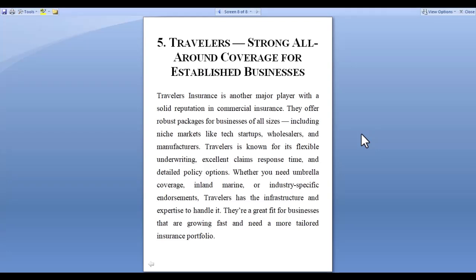Whether you need umbrella coverage, inland marine, or industry-specific endorsements, Travelers has the infrastructure and expertise to handle it. They are a great fit for businesses that are growing fast and need a more tailored insurance policy.